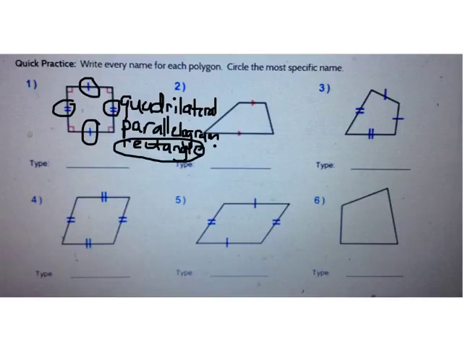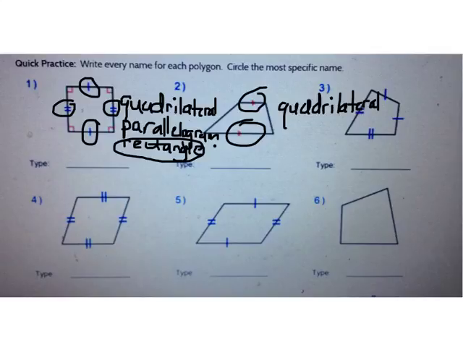Look at number 2. Is it a quadrilateral? Does it have 4 sides? Yes. Is it a trapezoid? Does it have one set of parallel sides? Yes, the top and bottom are parallel. It's not a parallelogram, so I know it isn't any of my other shape names.